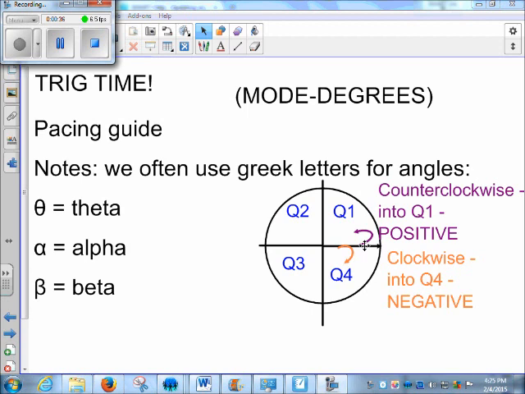Counterclockwise. If an angle measure is counterclockwise, it's considered to be a positive angle, that is into quadrant 1 and onward is a positive angle. If it's going clockwise, so backwards through the quadrants, that's a negative angle.